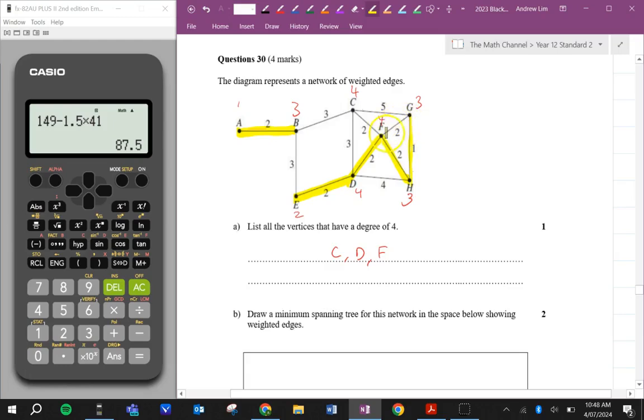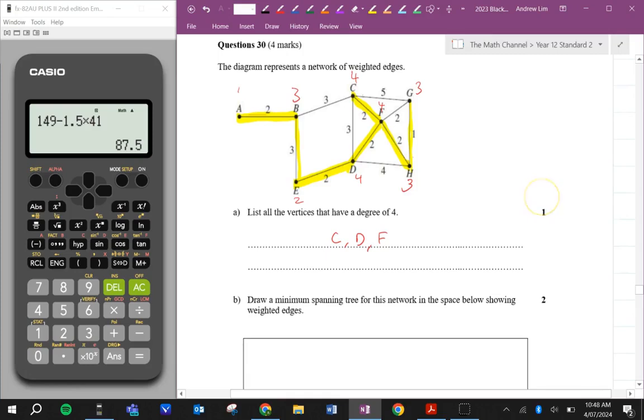Now this 2 I don't highlight, because if I do, then I will create this cycle. I'll create an area that I can color in, so I won't do that one. This 2 is fine. And then the next smallest is 3. So I could do that one, I could do this one, but I won't do this one because it will create this area to color in. All right, so that's it. There's lots of different answers to this one.